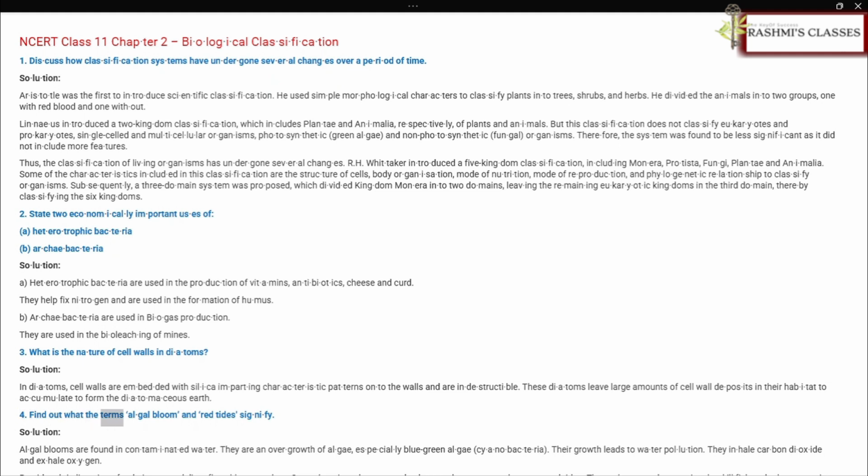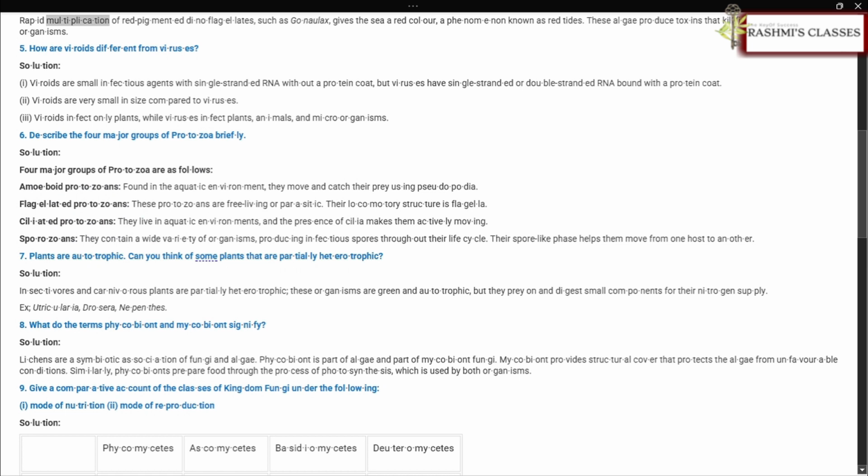4. Find out what the terms algal bloom and red tide signify. Solution. Algal blooms are found in contaminated water. They are an overgrowth of algae, especially blue-green algae, cyanobacteria. Their growth leads to water pollution. They inhale carbon dioxide and exhale oxygen. Rapid multiplication of red-pigmented dinoflagellates, such as Gonyaulax, gives the sea a red color, a phenomenon known as red tides. These algae produce toxins that kill fish and other aquatic organisms.